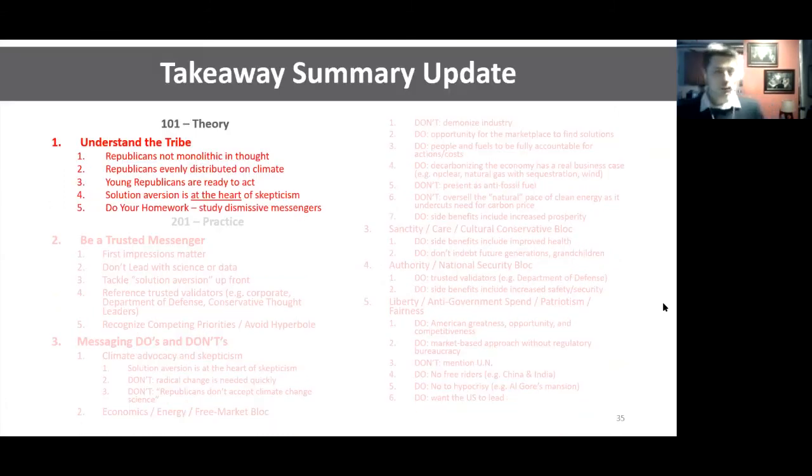So with that, I'm going to just wrap up here, this takeaway summary slide. Again, for 101, which is what we did tonight, the theory, this was understanding the tribe. Republicans are not monolithic in thought. There's a lot of diversity in the party. Republicans are evenly distributed on climate change in terms of their views. Young Republicans are clearly ready to act. Solution aversion is at the heart of skepticism. I can't say that enough. Again, get ahead of that solution aversion as quickly as you can. And finally, do your homework, study dismissive messengers.